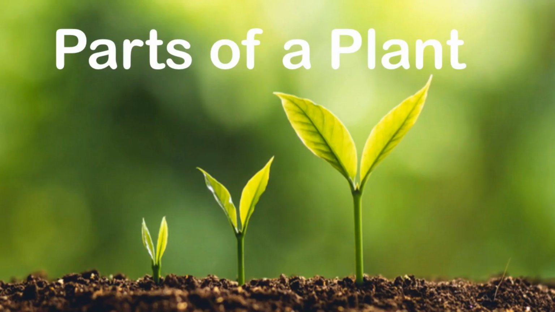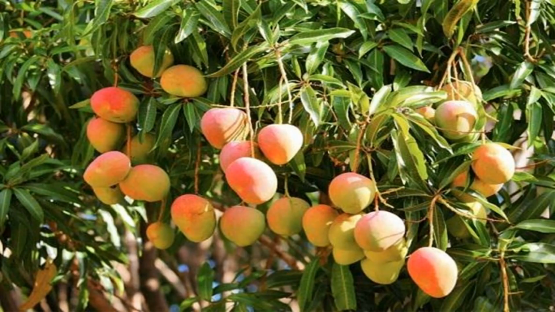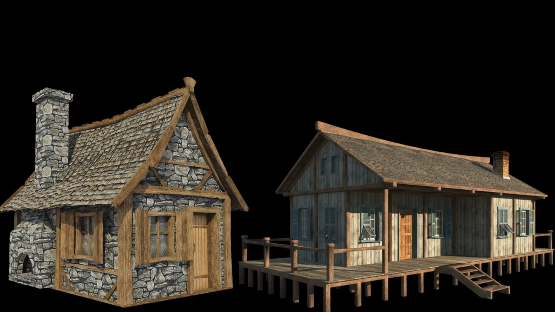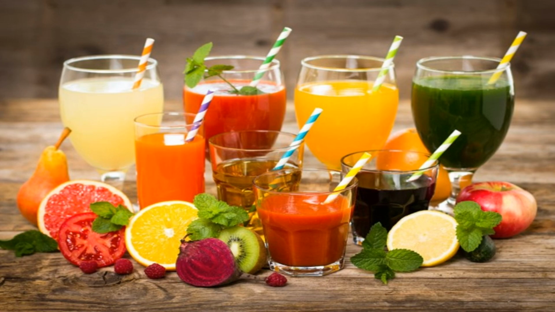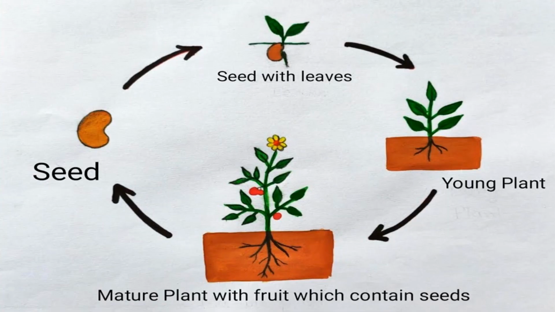Parts of a plant. Plants are an important part of our lives. We use plants for many things such as food, clothing, and shelter. We make food colors and natural dyes from plants. What are the parts of a plant? Every plant grows from a small seed. Let us look at all that happens to the seed before it becomes a fully grown plant.